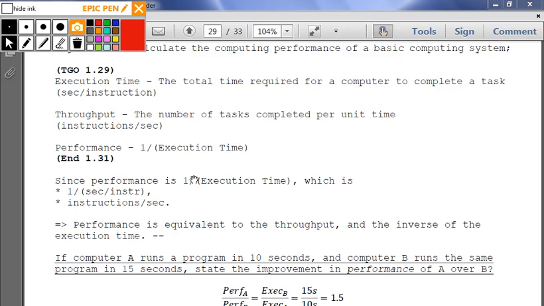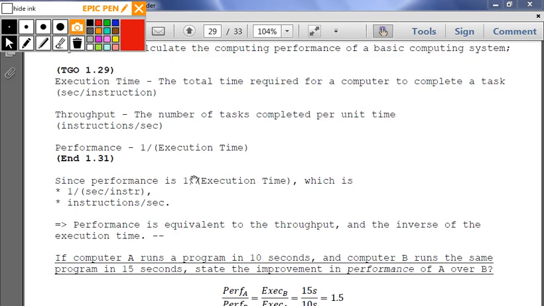And therefore, I've defined that since performance is 1 over the execution time, and we defined execution time as seconds per instruction, therefore 1 over seconds per instruction is instructions per second. So in computing, we define performance as the number of instructions that your architecture can complete in a given time.